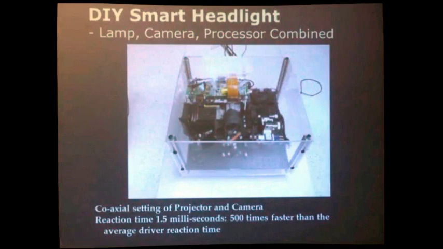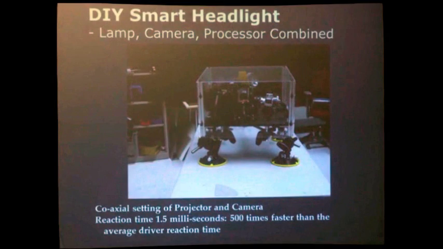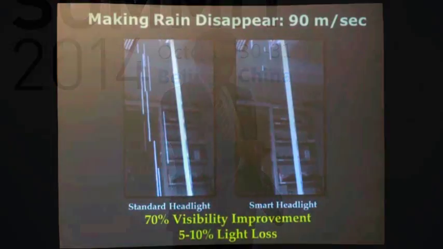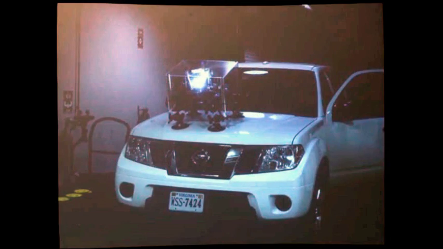By the way, the brightness of the projector is about 4,000 lumens, which is even brighter than the headlight of ordinary cars. And we built our own headlight and put it on a car. Then you see, rain disappears.